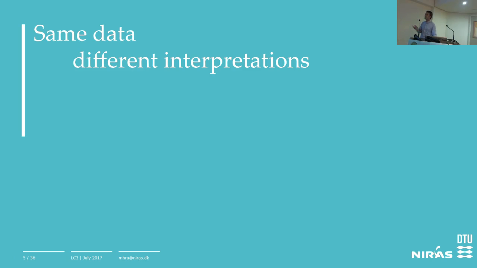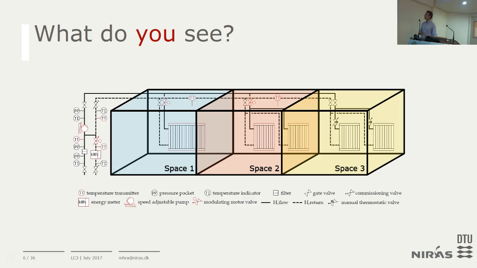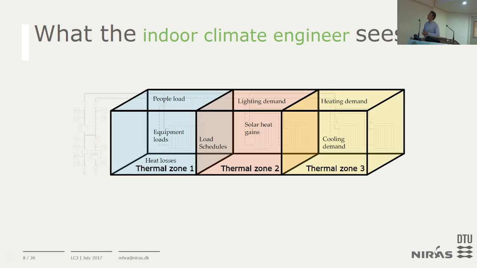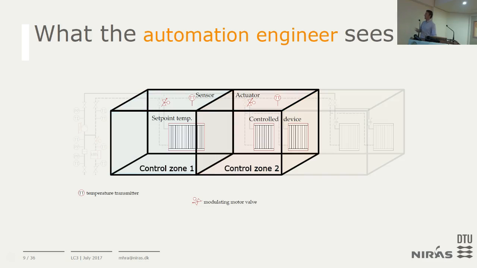So I think we've seen that before several times today actually. Same data, different interpretations. So if I ask you, what do you see in this picture? If I asked an architect, he would say, I see some different office types. One of them for one person, one for two persons, one of them is a copy room. If I ask an indoor climate engineer what he sees, some heat losses, some heat gains, equipment loads, schedules for people occupying the rooms.